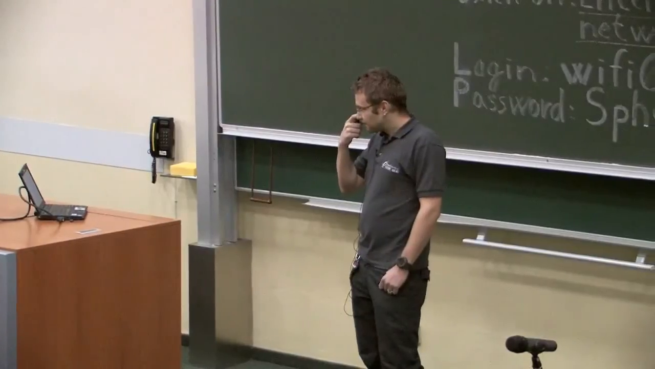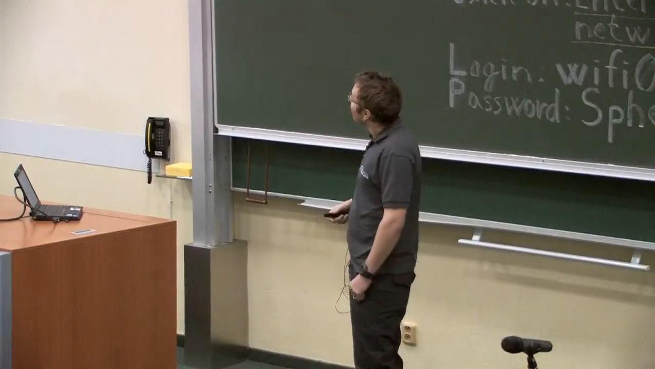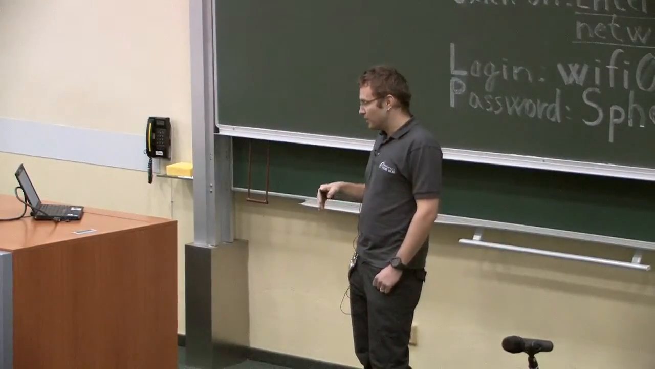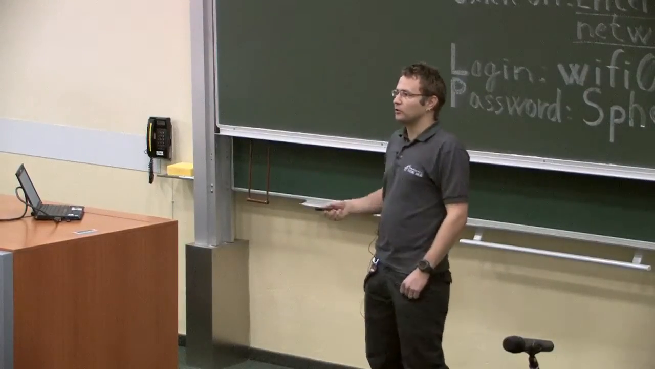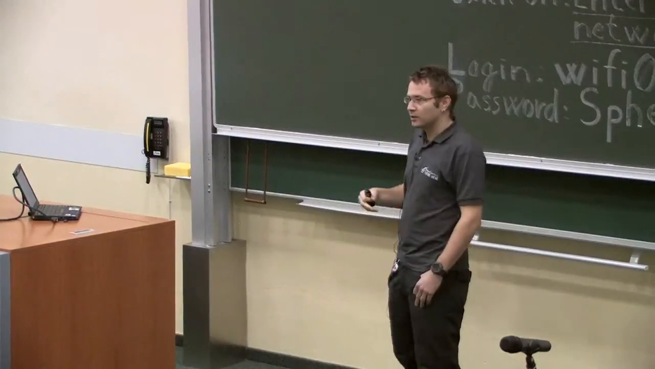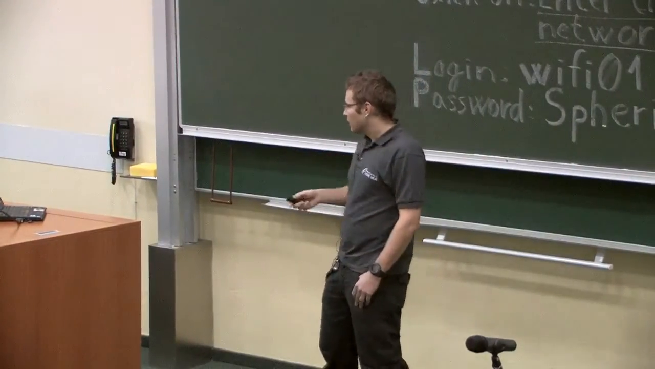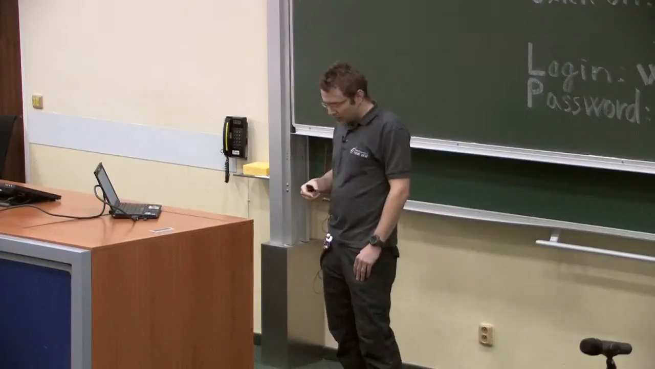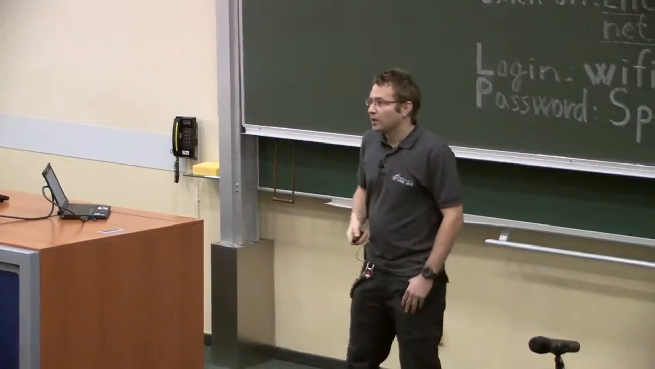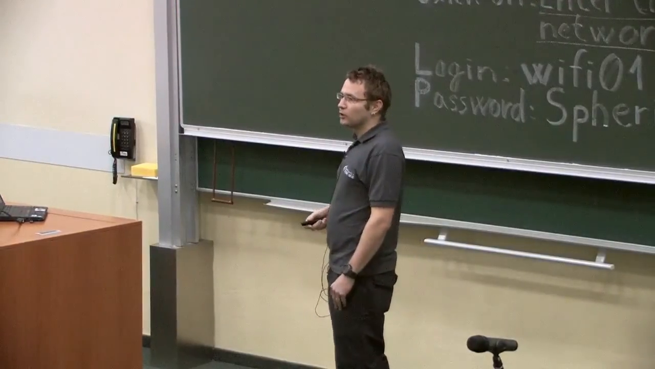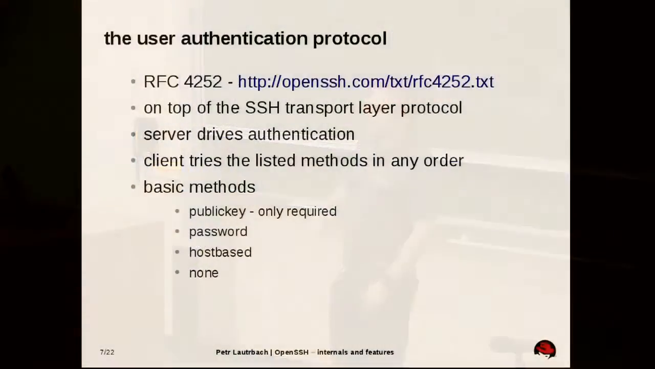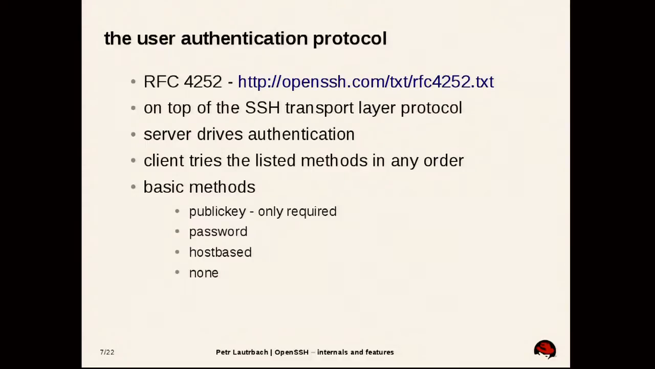As I said, it's on top of the SSH transport layer protocol. That means that all messages or requests which run over this protocol are already encrypted by the underlying layer, the SSH transport layer. The whole authentication is driven by the server, which sends the client the available authentication methods. Then the client chooses one and tries to authenticate with that method.